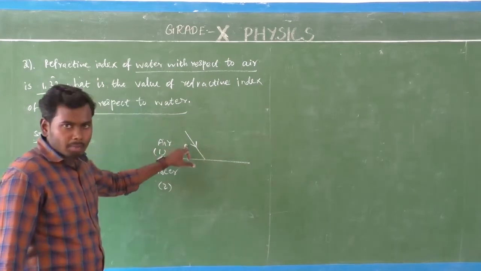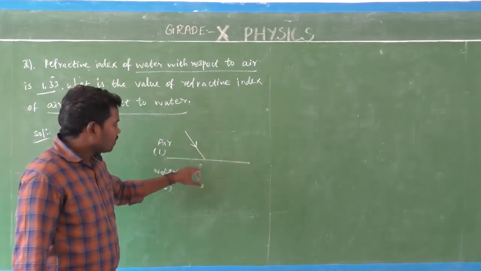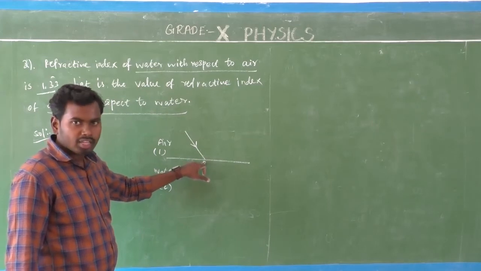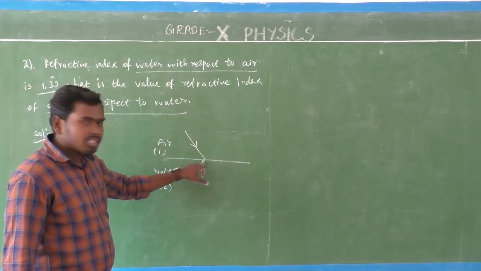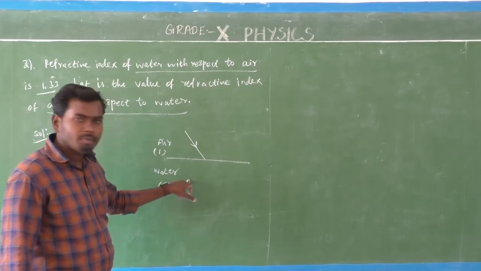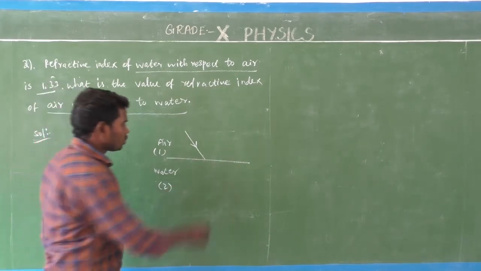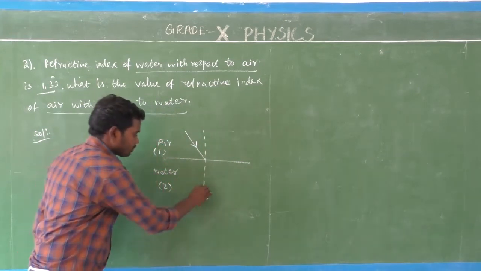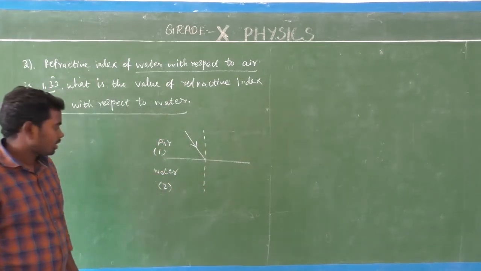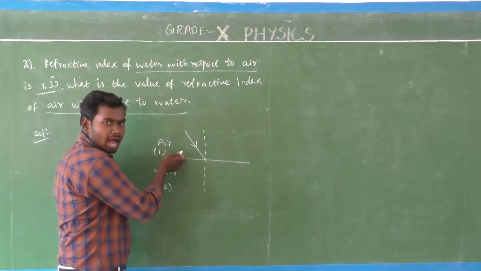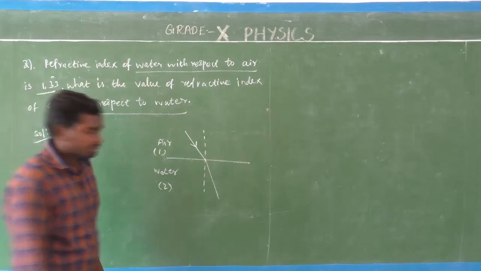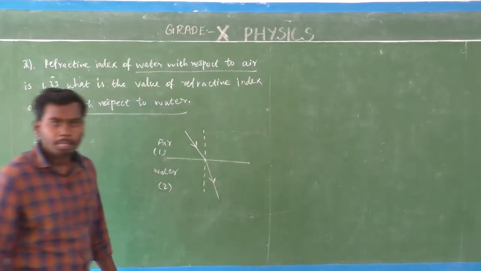Light that is coming from air falls on the surface of the water obliquely. Then it has to travel into the other medium, which means water medium. So this is the point of incidence. When light goes from air into the water medium, what will happen? The refracted ray moves towards the normal like this. Towards the normal. Isn't it?